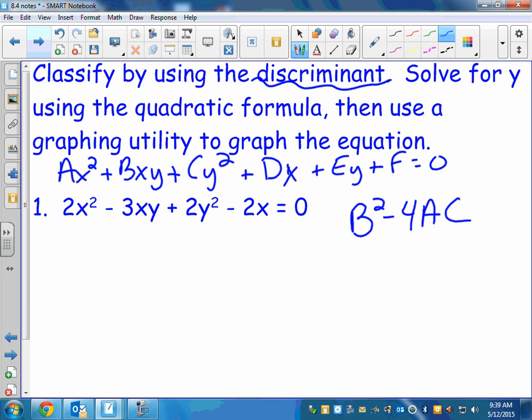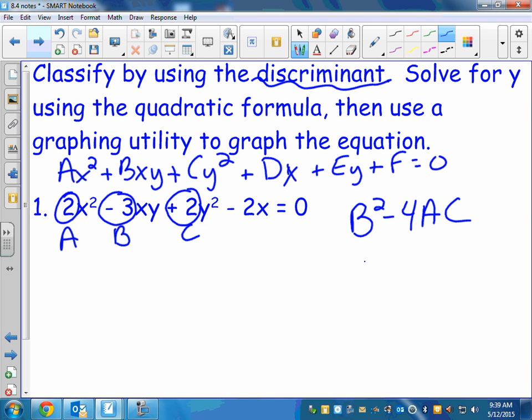So if I ask you to tell me what type of conic section it is going to be, I expect that you know the b squared minus 4ac, where b is the number in front of the xy term, a is the number in front of x squared, and c is the number in front of y squared. And so if I take that, b is going to be negative 3, a is going to be 2, and c is going to also be 2. I can figure out what kind of conic section it's supposed to be.